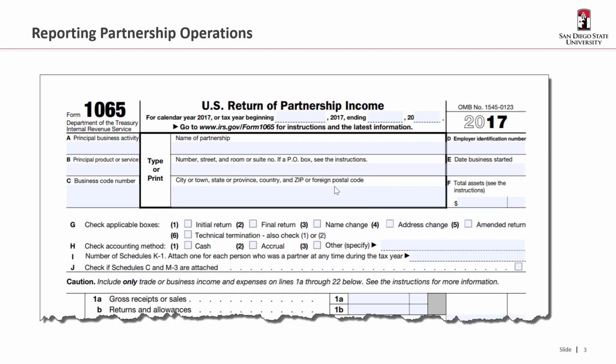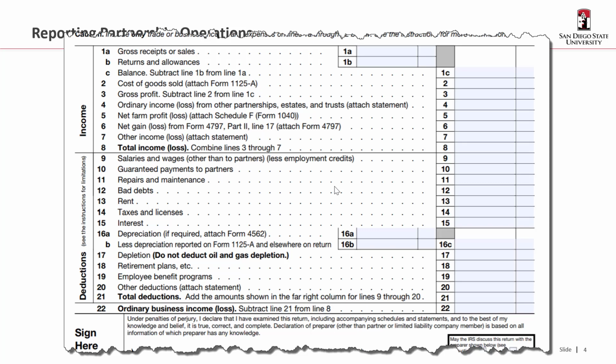Of course, a partnership files a Form 1065. We've seen this before. This is the top part of the front page, and like most tax forms, it's typically identification information. Then comes the meat of page 1, where you report ordinary business income. You can see that down on line 22. That represents all the non-separately stated income and expenses of the partnership.